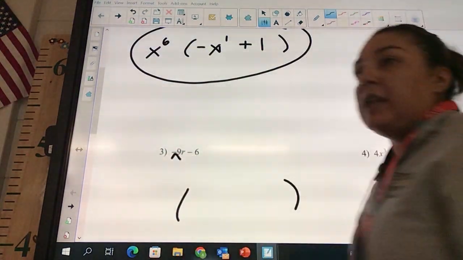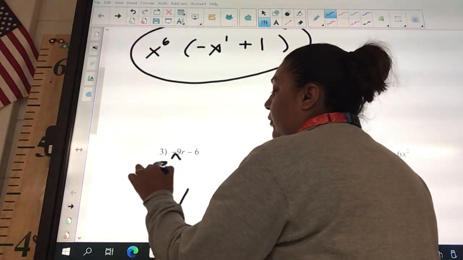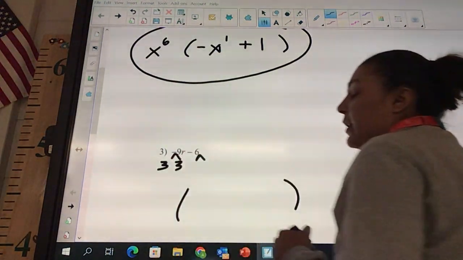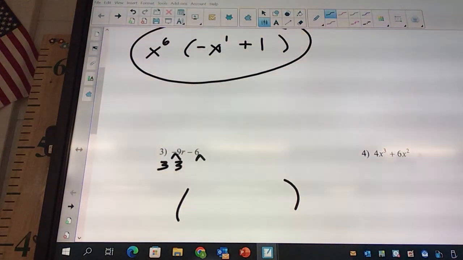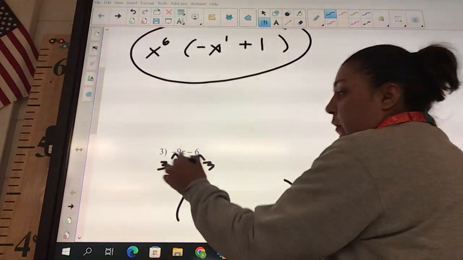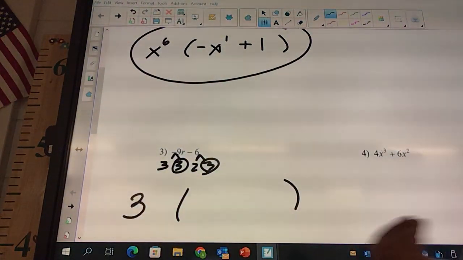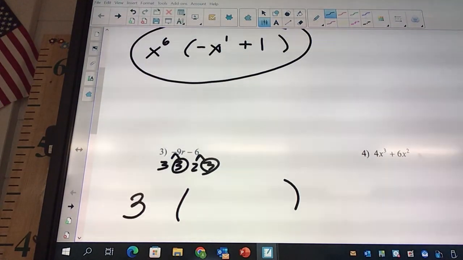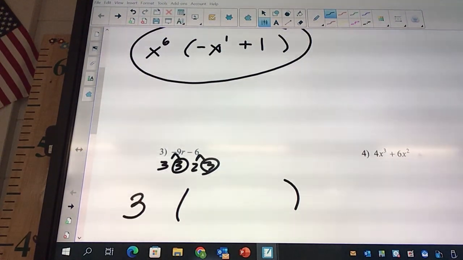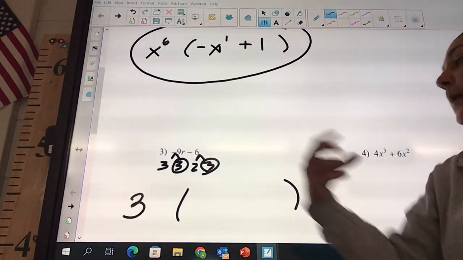What are some factors of 9? No, you don't want to do 1. 3 and 3. Okay, and then this one, same thing. What could you pull out of 6? 2 and 3. What is in common? 3s. Okay, meaning you can pull out a 3. So if it's something that you don't know right away, it could never be bigger than a 6, because 6 is the biggest number that we have. It could never be bigger than 6.